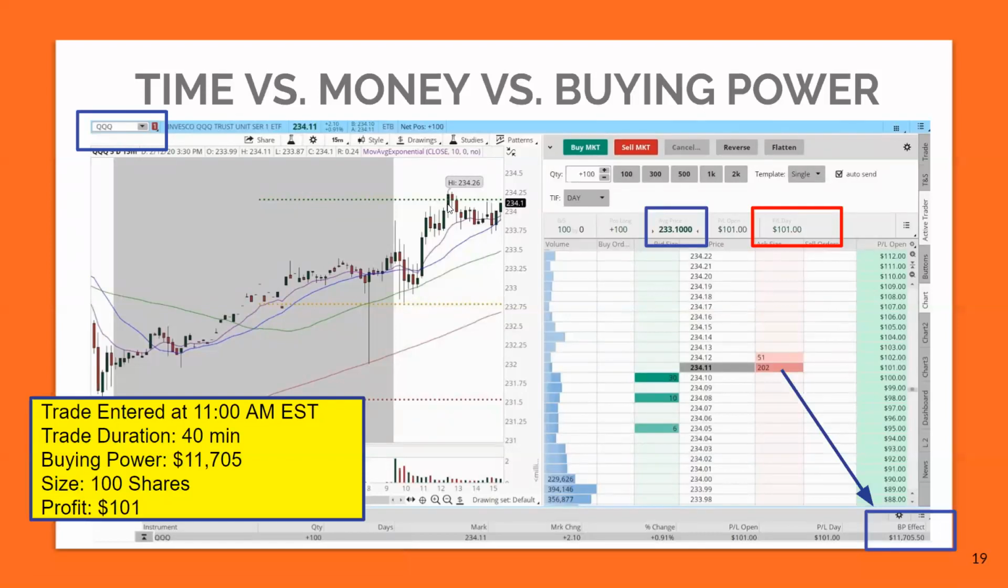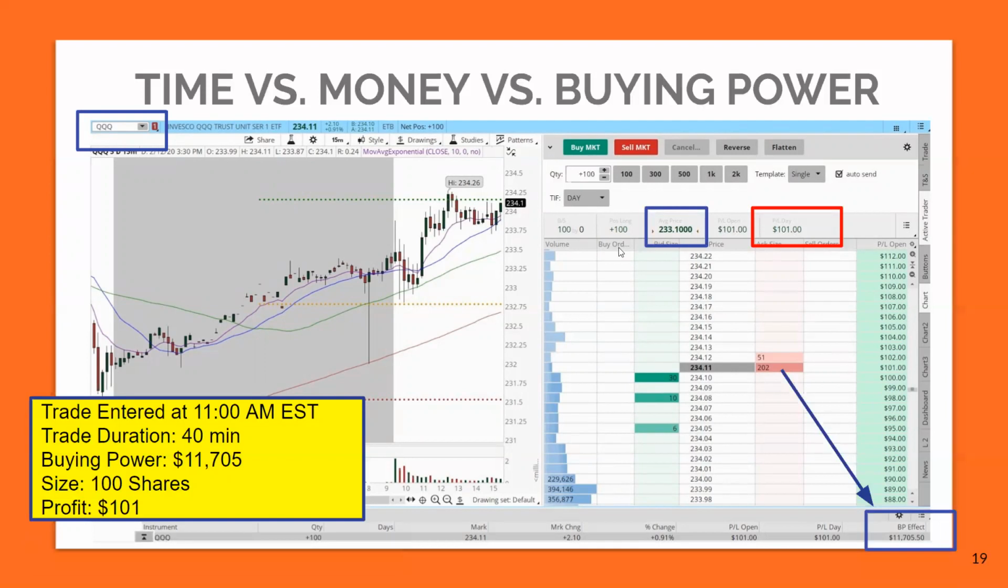So the trade duration was 40 minutes. The trade was entered at 11 o'clock. We were in the trade for about 40 minutes. It was a very sluggish price action for this ETF. And we bought it, of course, with 100 shares, right? The profit, you could see it right here. You could see the profit was $101.